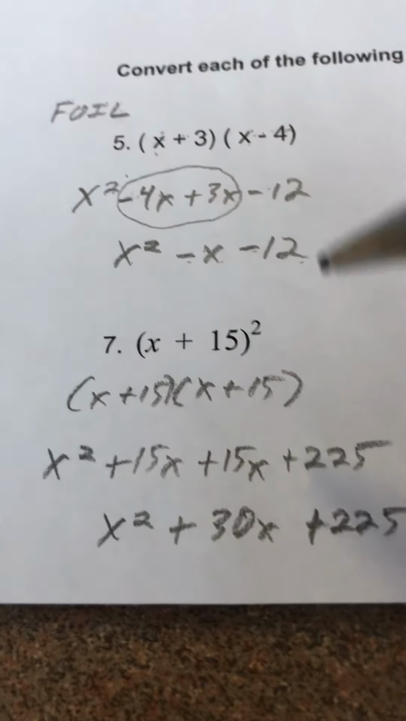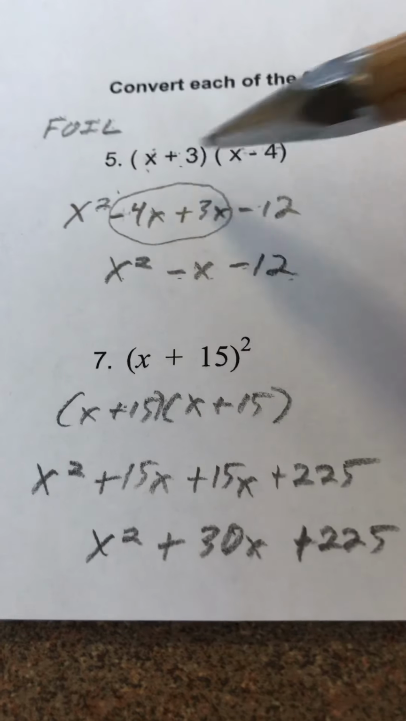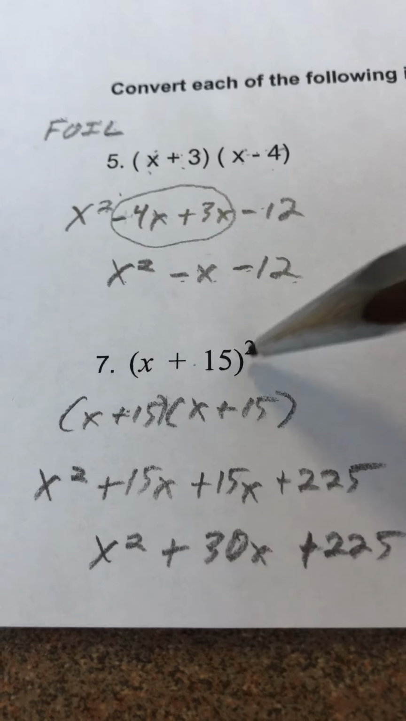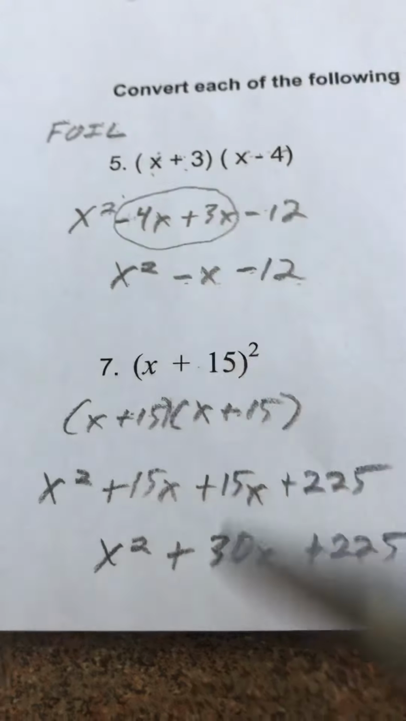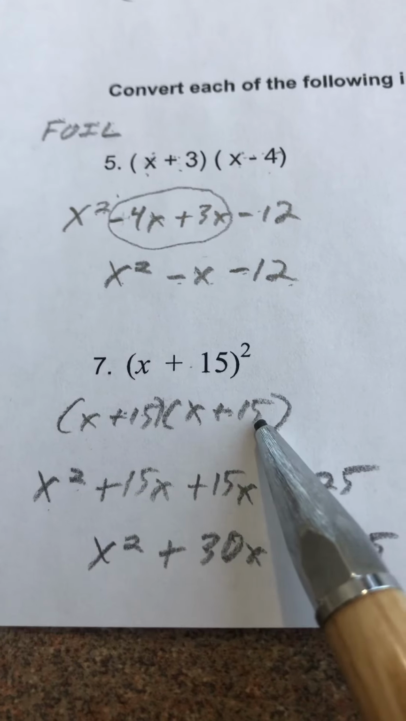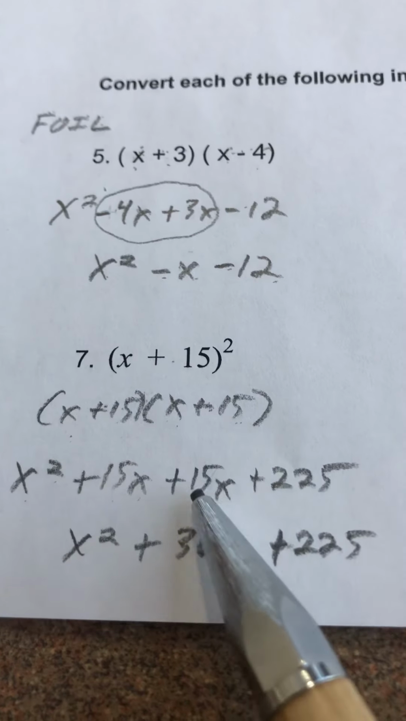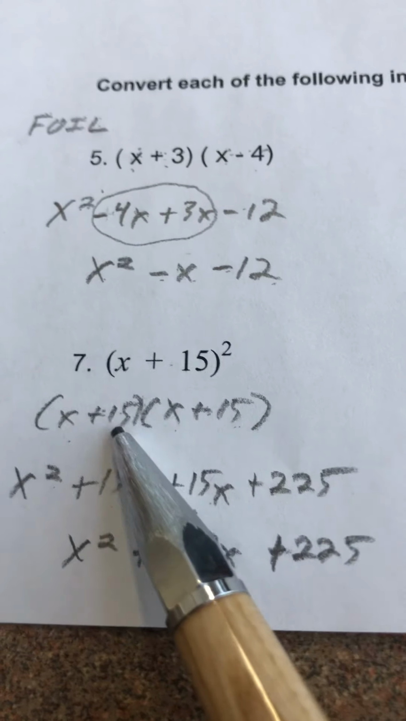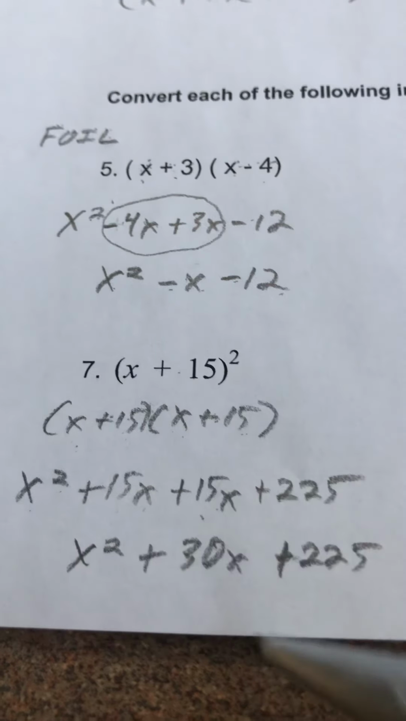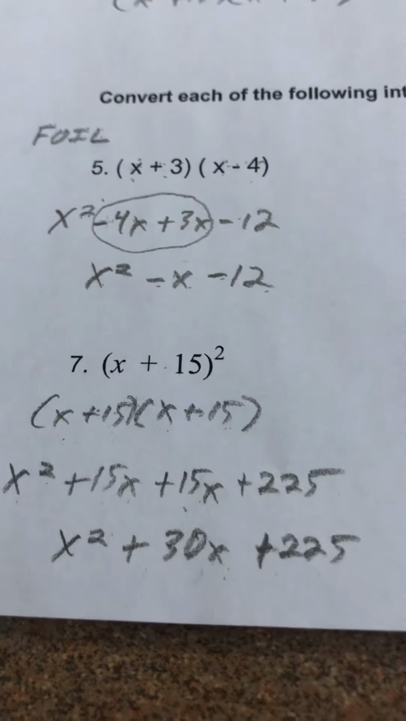Okay, number 7. I'm going to write this so that it looks like this so I can do my FOIL method. So this is x plus 15 squared, so that means there's 2 of these. So I take the first times the first, which is x squared. The outside times the outside, 15 times x is 15x. Inside times inside, 15 times x, 15x. And then 15 times 15 is 225. And then I combine these like terms, 15 plus 15, I have 30x. So I'm going to have x squared plus 30x plus 225.